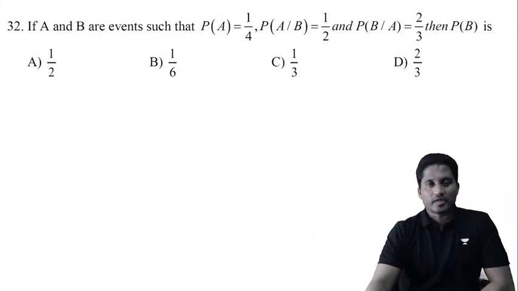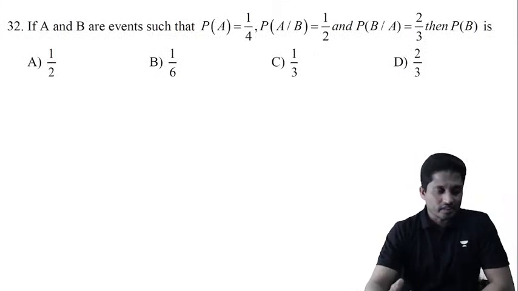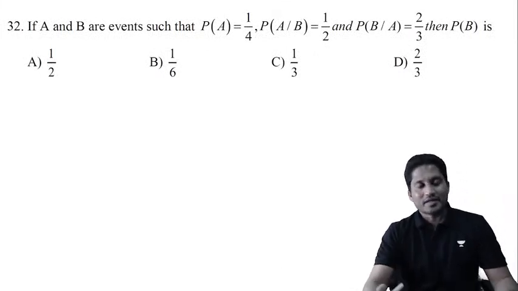Question number 32. Only one grace mark, only one grace mark, one determinant question is there. So only one bonus. Remaining all are correct.